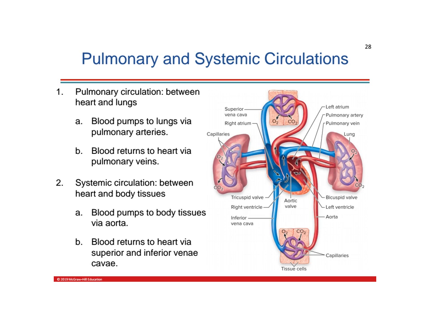This slide simply reiterates what we talked about before, which is that you have two types of circulation: the pulmonary circulation, which is between the heart and the lungs. The blood is pumped to the lungs via the pulmonary arteries, and returns to the heart via the pulmonary veins. The second type is the systemic circulation, which is between the heart and the body tissues. The blood is pumped to body tissues via the aorta, and returns to the heart via the superior and inferior vena cava.